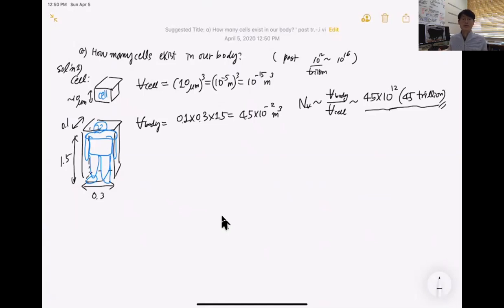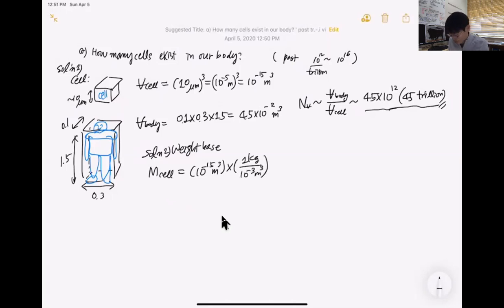And let's take a look at this from another aspect, let's say from the mass point of view. So let's try solution number 2, from weight. Assuming the cells are composed mostly of water, we consider the density of water to calculate the mass of a cell. So the mass of a cell is the volume, 10 to the minus 15 cubic meter, times the density, which is 1 kilogram per liter, and 1 liter is 10 to the minus 3 cubic meter. So that's about 10 to the minus 12 kilogram per cell.